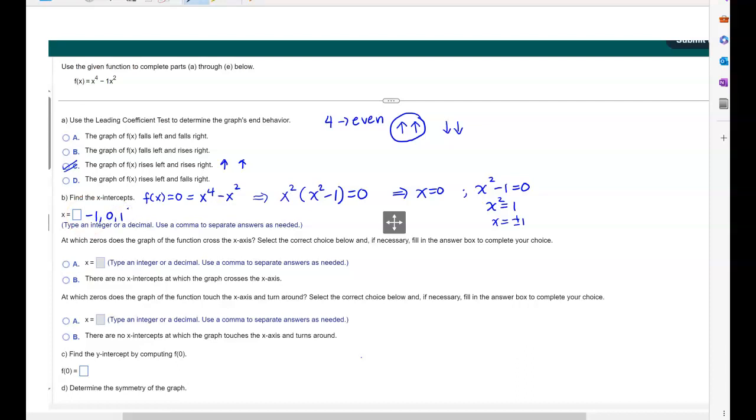These are the x-intercepts. Now, let's answer the next question. At which zeros does the graph of the function cross the x-axis?